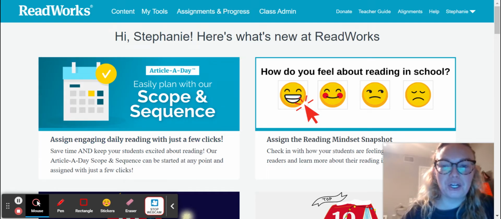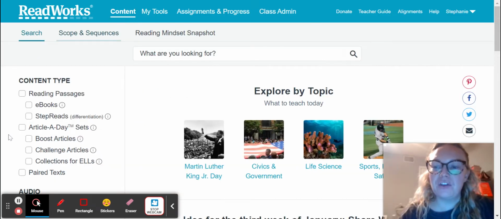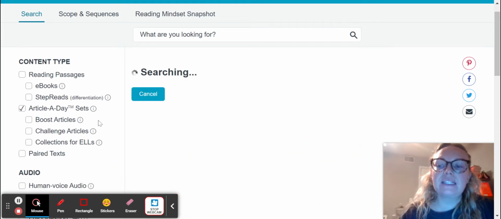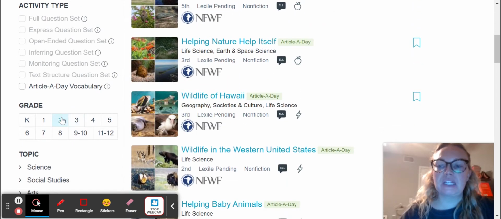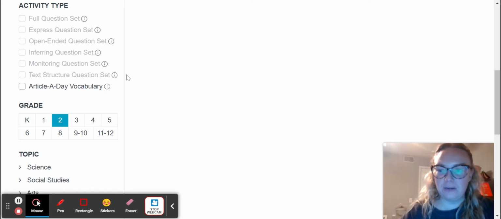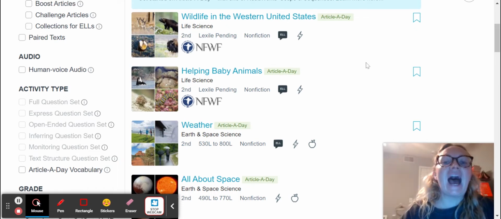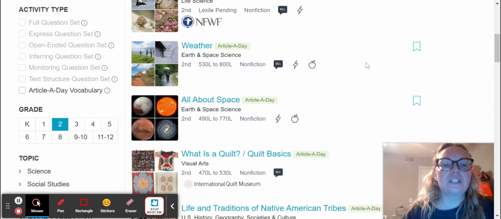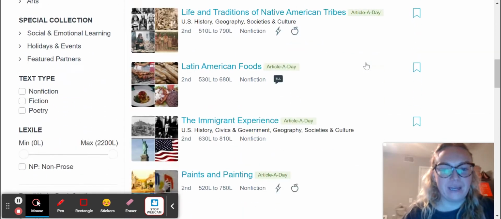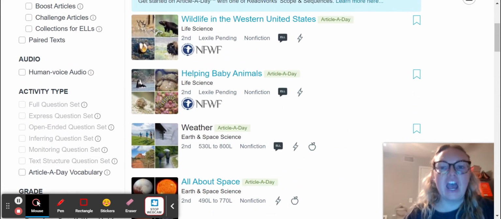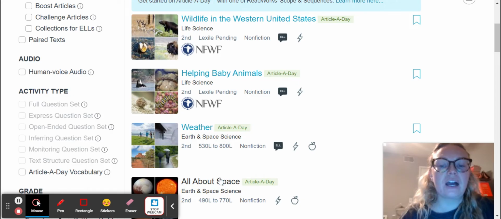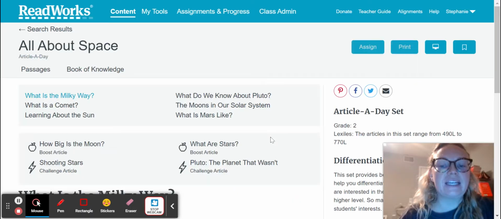So we'll get started. If you go to readworks.org and go to the content tab up at the top, you can easily and quickly select the Article-a-Day sets. So for the purposes of this, let's pretend that I am a second grade teacher. Okay, I can quickly see all of the Article-a-Day sets that have already been uploaded onto ReadWorks, and I saw one that sounded exciting to me. We have an upcoming unit on space, so let's peek at the All About Space unit here.